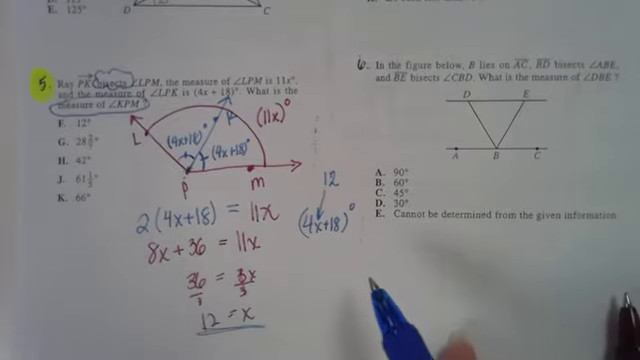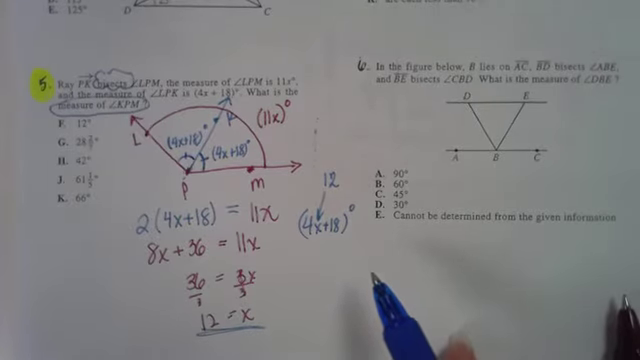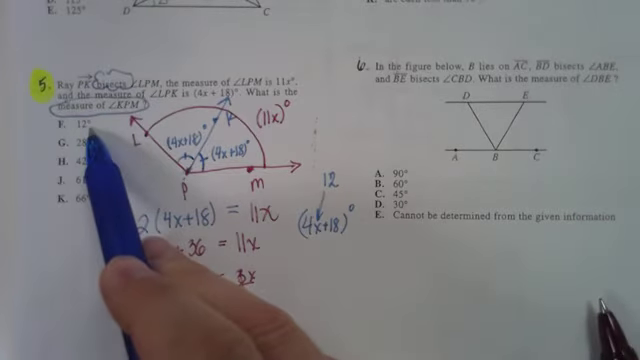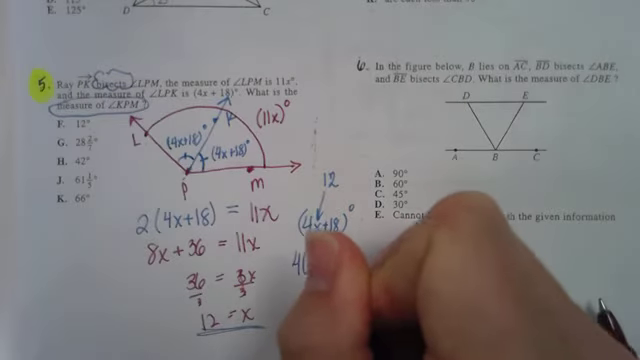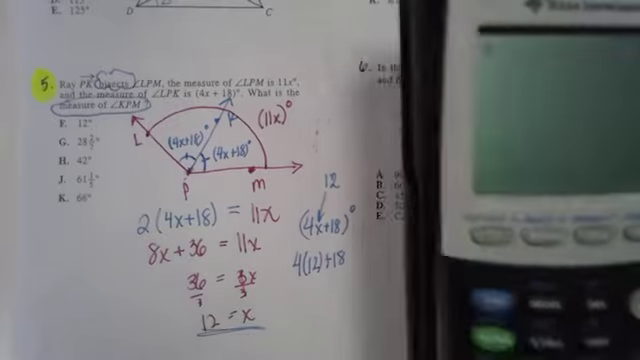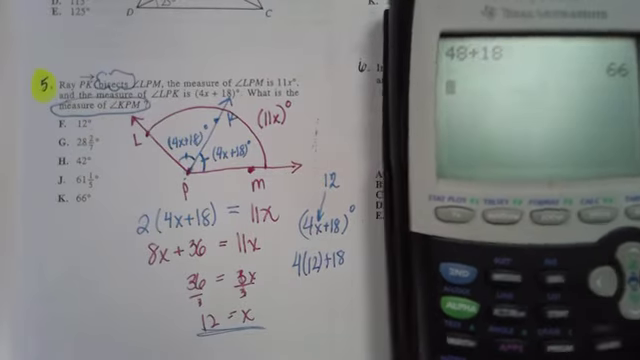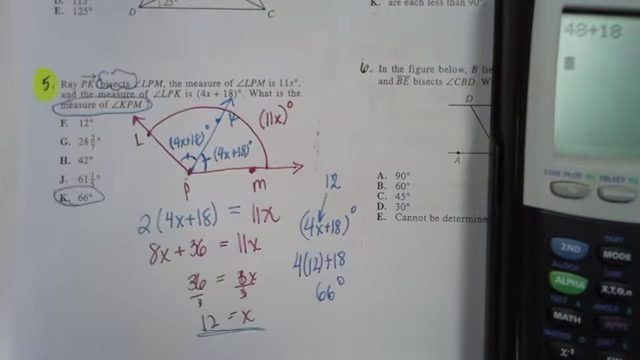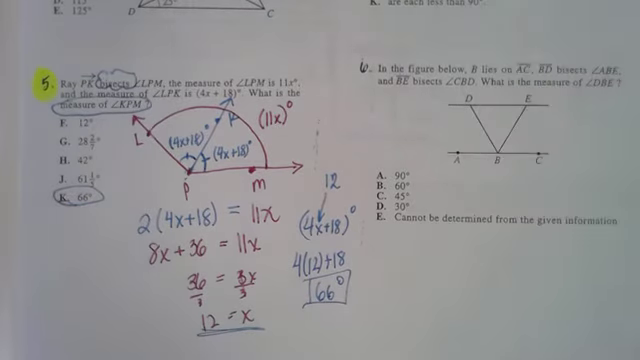And again, what are they testing? How well you read. Okay, not the math. This is how well you read. All right, they didn't want you to solve for x despite the fact that the answer is there. Okay, so 4 times 12 plus 18, 48 plus 18 is 66. So that'd be 66 degrees, which is the correct answer. So please make sure that you're answering the question that is asked. Okay?